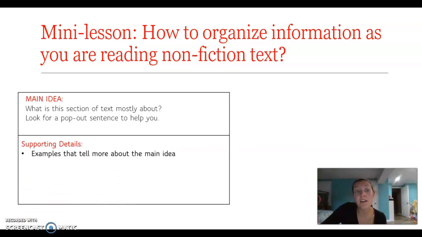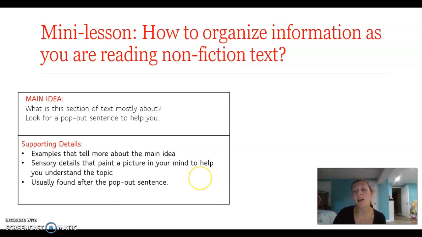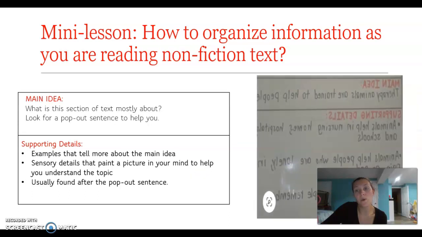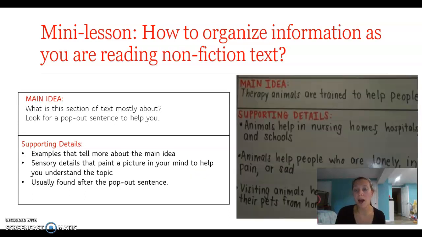And then under our main idea in our box, we're going to bullet or use little dots in order to identify some supporting details. Details that tell us more about the main idea. They help us to visualize what's going on in your mind to help you better understand a topic. And a lot of times if you're able to find the pop-out sentence, the supporting details will come right after that. So here is an example of what a box and bullets organizer might look like.